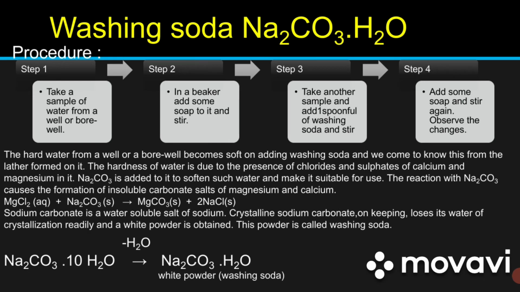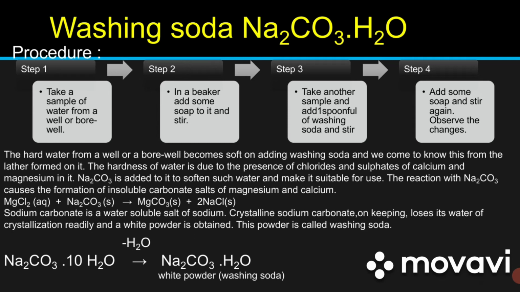Let us study the property of washing soda, that is Na2CO3.H2O, through the following experiment. Procedure: Step 1. Take a sample of water from a well or bore-well. Step 2. In a beaker, add some soap to it and stir. Step 3. Take another sample and add 1 spoonful of washing soda and stir. And step 4. Add some soap and stir again.